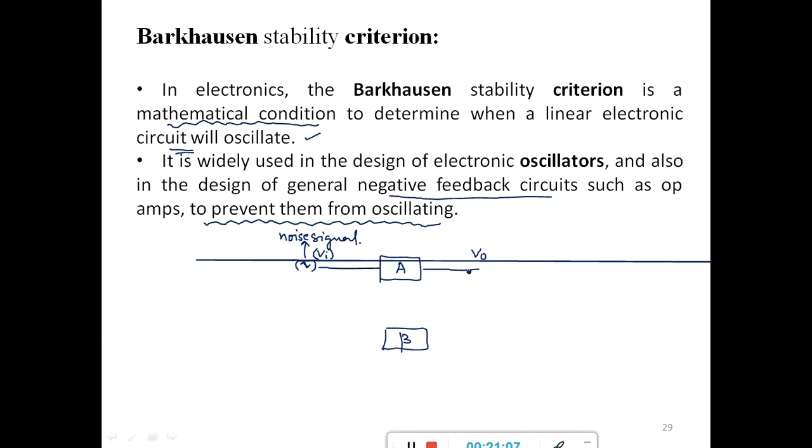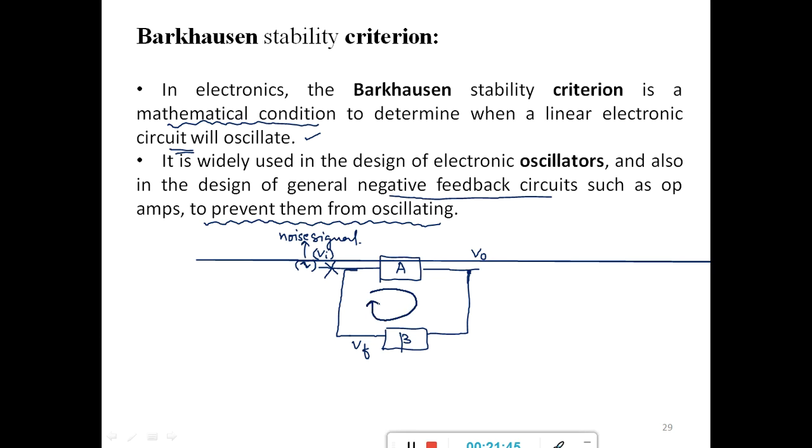Okay, so now I'll just take a portion of the output signal depending upon the requirement and then feed it to the feedback network, and the output of the feedback network provides me a voltage Vf. Now I'll take it and give it back to the amplifier, and I'll discard this original noise signal which represented Vi. So what has happened now? There is one closed loop.